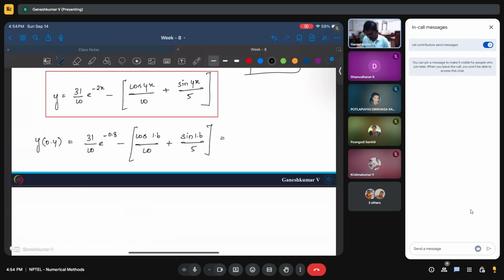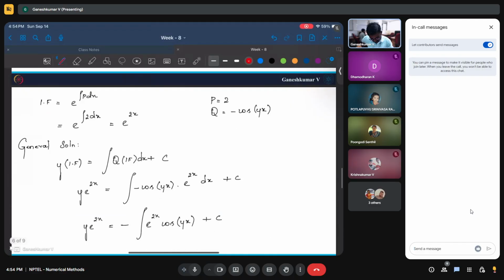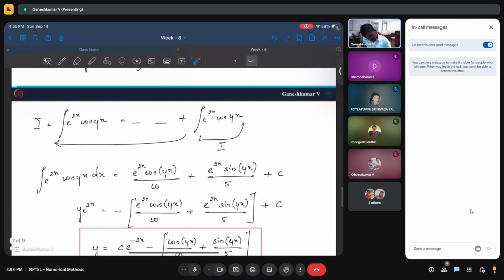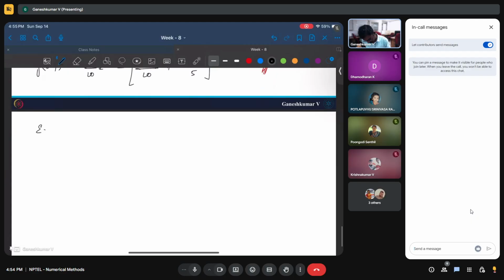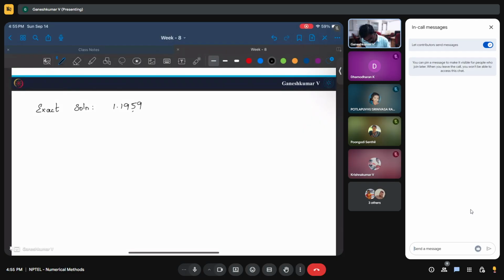Okay, I am quicker than you guys. So it's 1.1959. Okay, so this is your analytical solution. 1.1959 is your analytical solution, which means this is the accurate solution, and our results have to be somewhere near. So if you look at it, the exact solution is 1.1959.